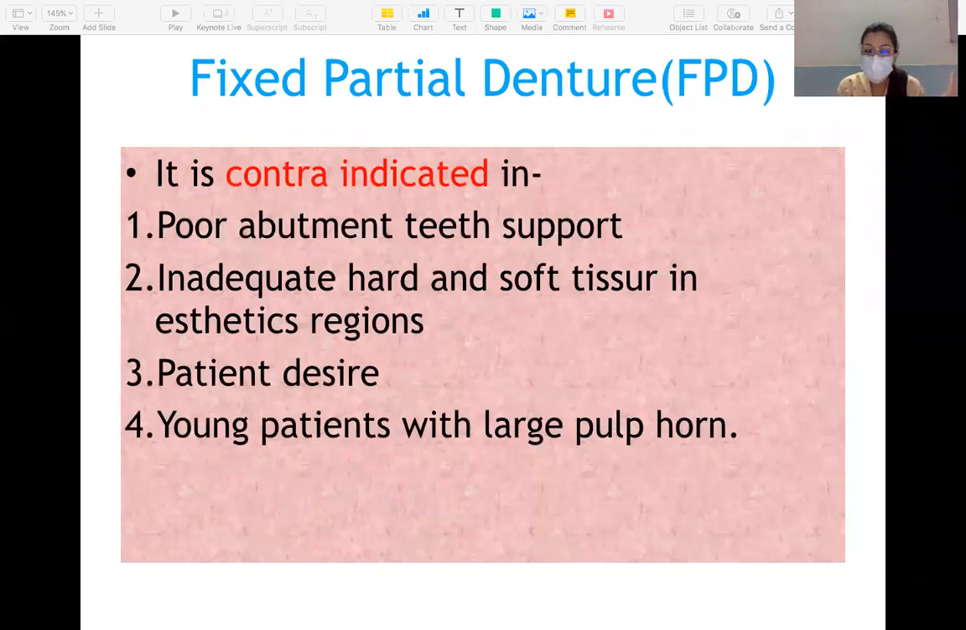Also, fixed partial dentures are contraindicated in poor abutment teeth support and inadequate hard and soft tissue regions. Sometimes patient desire can be a contraindication, and large patients, as we all know, have large pulp horns and therefore FPDs are contraindicated.